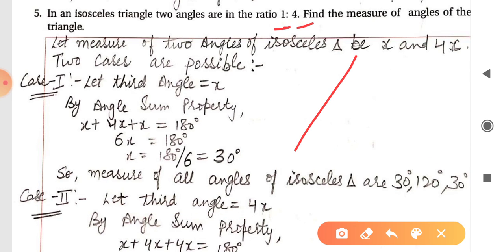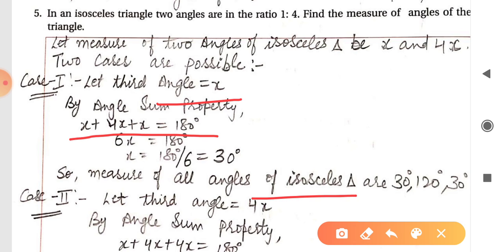Now we have to find the value of x, and then we will find the values of all the angles. The first case: let the third angle be equal to x. Then by the angle sum property, x plus 4x plus x is equal to 180 degrees, so 6x is equal to 180, and x is equal to 30 degrees. So the measures of all angles of the isosceles triangle are 30 degrees, 30 degrees and 120 degrees. These are the measures of the angles of the isosceles triangle.